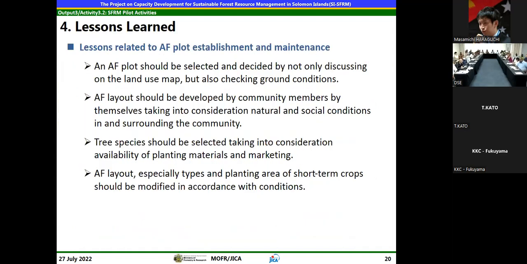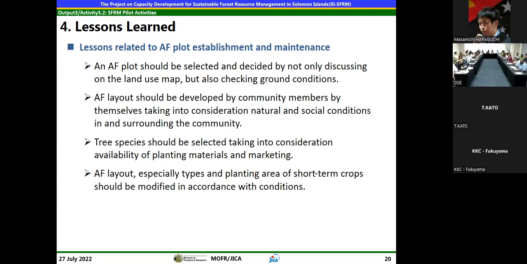The lessons learned from the activities. Lessons learned are divided into three categories. The first one is lessons related to establishment and maintenance. The plot should be selected and decided by not only discussing the land use map, but also checking ground conditions. This means we have to go on the ground and do groundwork rather than use maps only.